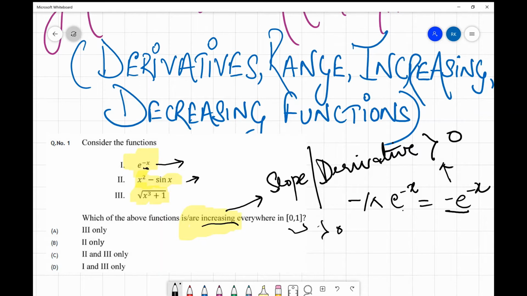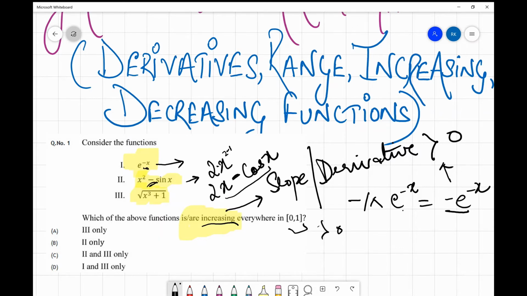Then we take the derivative of the second function. The derivative of x square is 2 times x to the power 2 minus 1, which is 2x, minus, as it is, the derivative of sine x, which is cos x. Now we need to check whether there is any value at which this will be less than 0. The answer is yes.